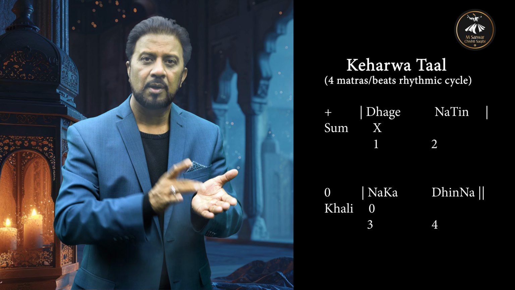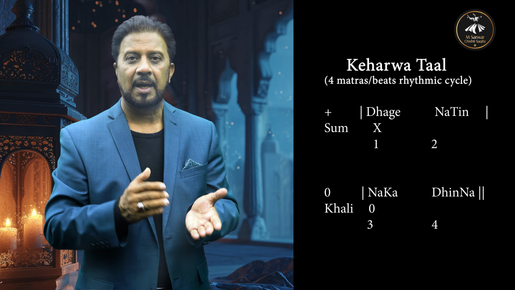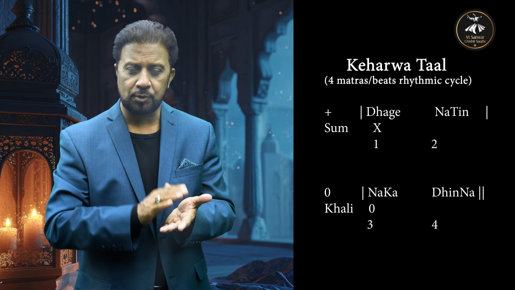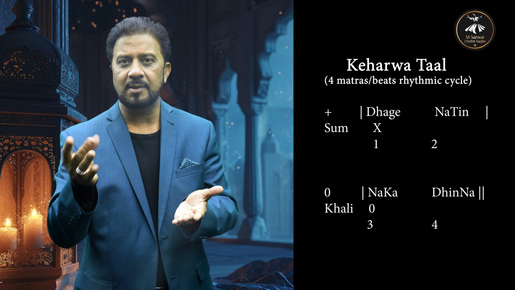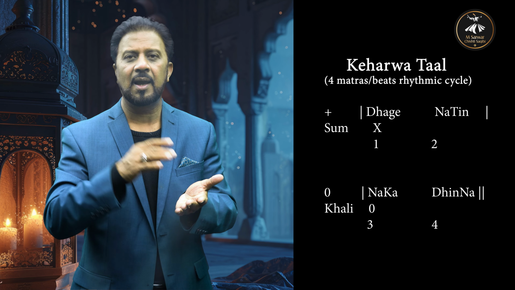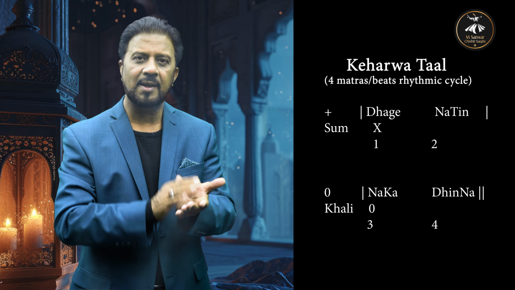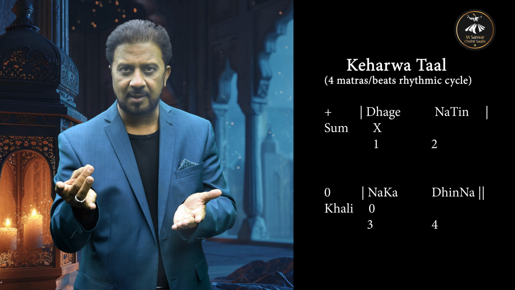1, 2, 3, 4. And if you're using the bols or the strokes of the tabla, dhage natin nak dinna, dhage natin nak dinna, dhage natin nak dinna.